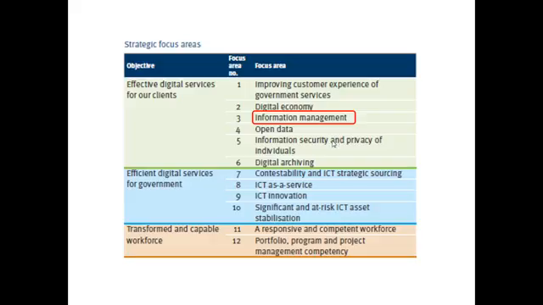Number 7, which is fairly new and talked about now, is contestability and ICT strategic sourcing. They are really getting into this in a big way. Number 8 is ICT as a service. Number 9 is innovation. Number 10 is looking at risk and stability. Number 11 is looking at the workforce, trying to be more responsive and competent. And number 12 is looking at project, program and portfolio management skills and knowledge. So let's focus a bit more on information management.